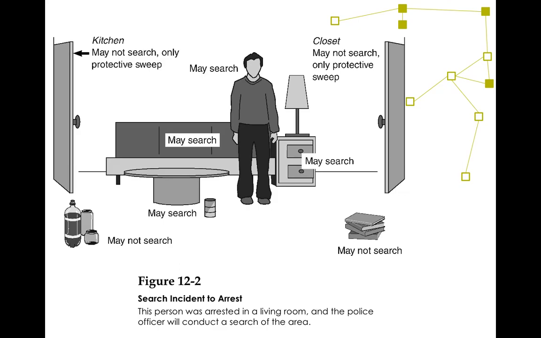So here we've got another little diagram, right? We're going to arrest this man here. Where can we search? We can search, you notice, just these areas under his immediate control. Where can he reach and grab something? Anywhere else we want to search, we need to go and get a search warrant.